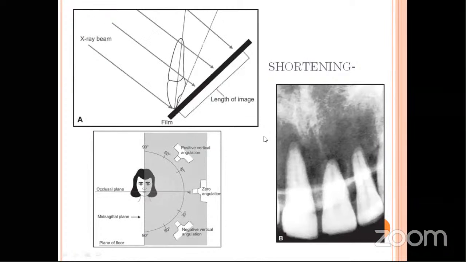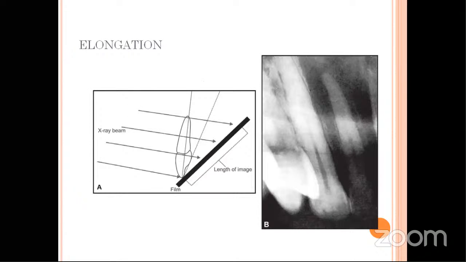Okay, so these are some of the explanatory pictures for the questions. Again, you can take a screenshot. Shortening is due to more vertical angulation, and elongation is due to less vertical angulation.